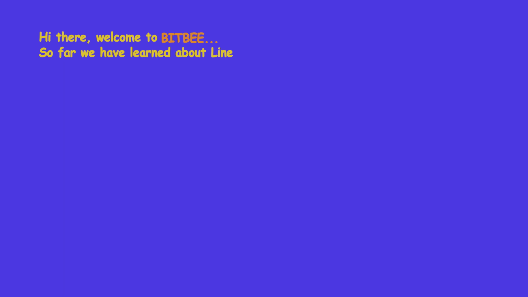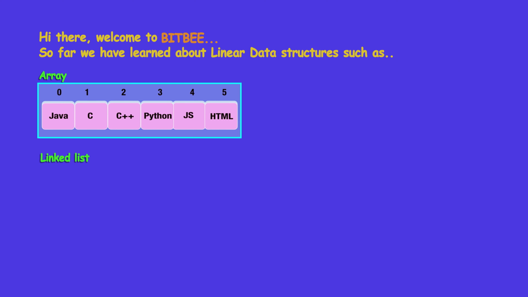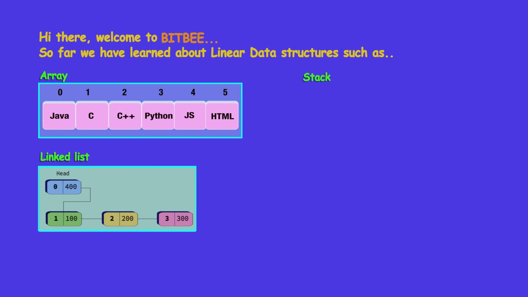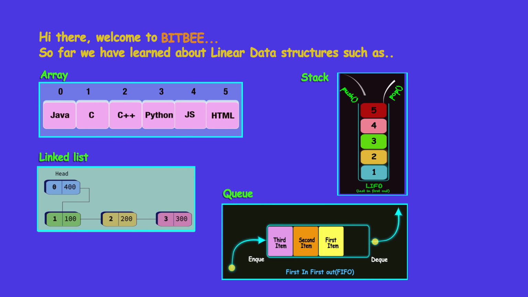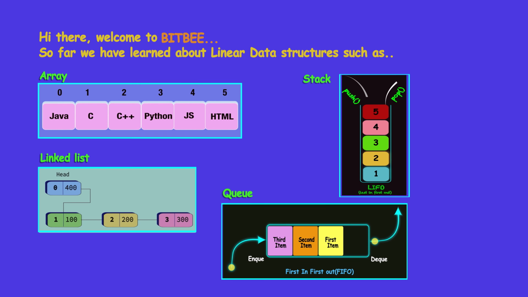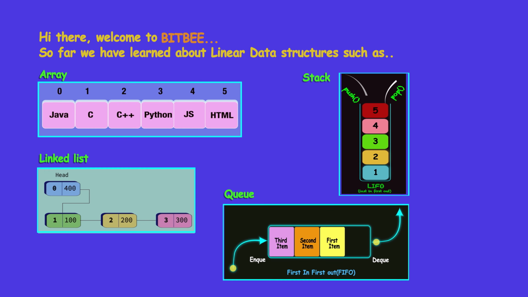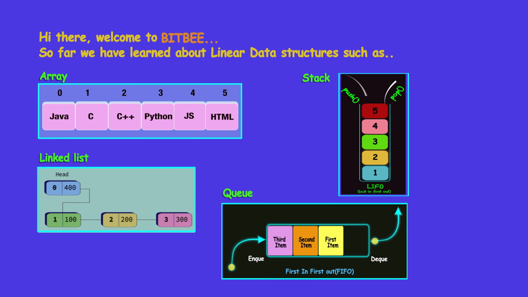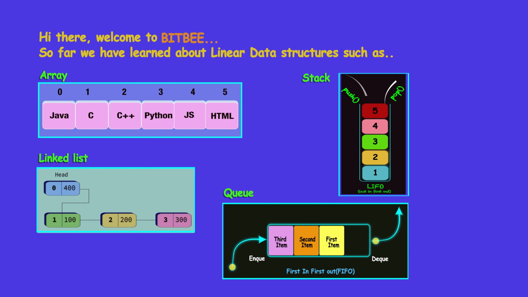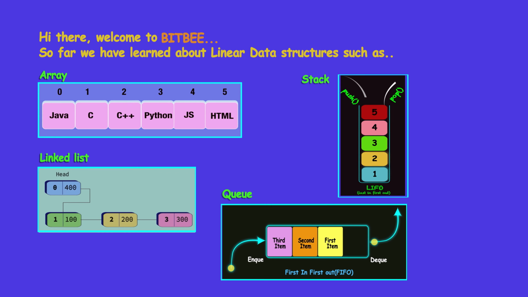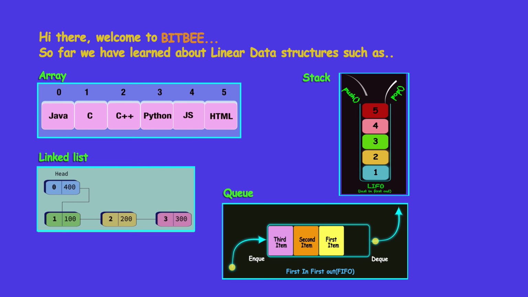As part of our data structure series, so far we have learned about linear data structures such as array, linked list, stack and queue. In all these data structures, we have seen that the data elements were accessed sequentially. If you missed to watch these linear data structure videos, I would like to recommend you to watch it once and come again. I have commented the video links for these linear data structures in the description.